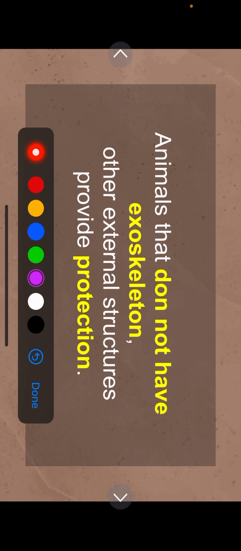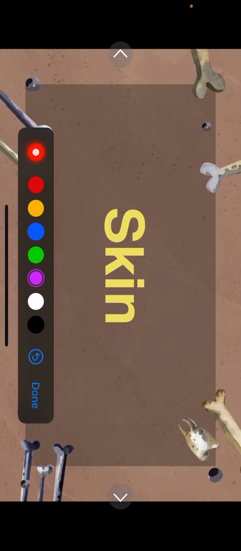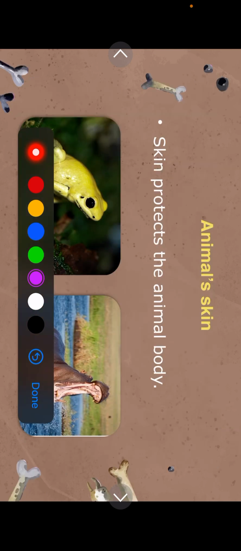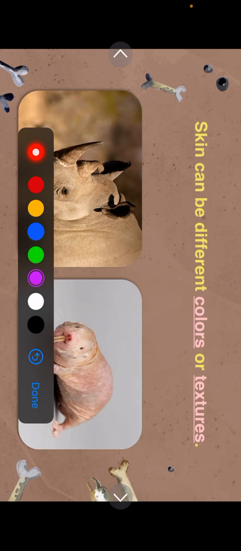But we have other external structures of animals, for animals that don't have an exoskeleton. They need other external structures to provide them protection, with a different function. Let's start with the skin. Look at your hand, your leg, your face, everything is covered with skin. Subhanallah. What about the skin? For protection, the main function of the skin is to protect the animal's body.